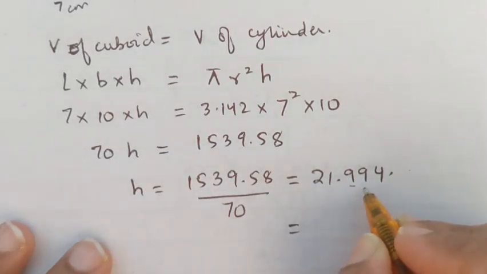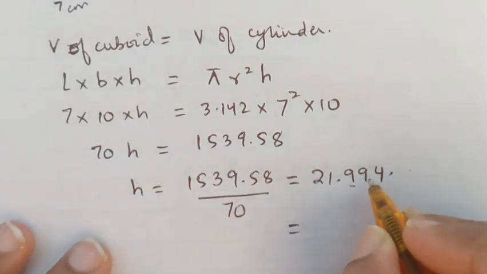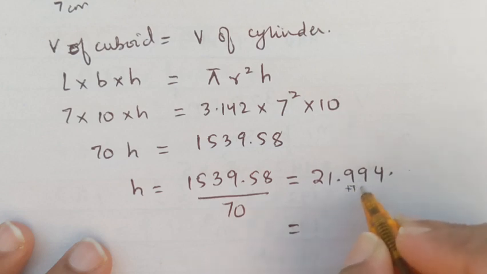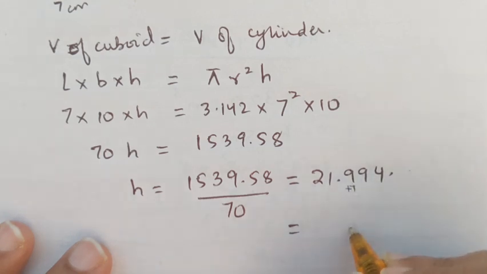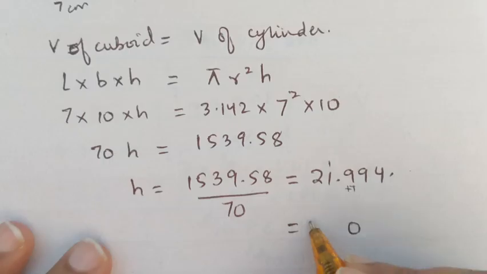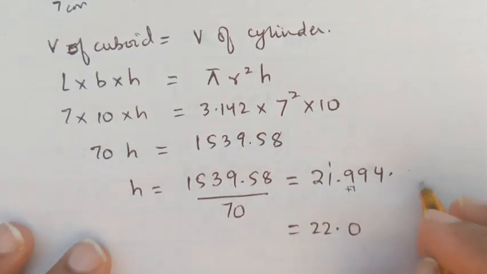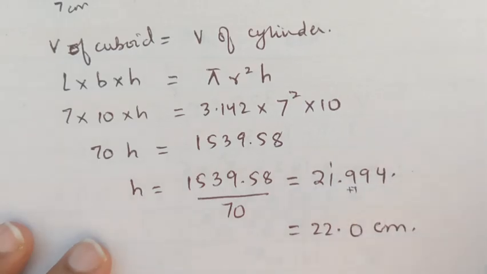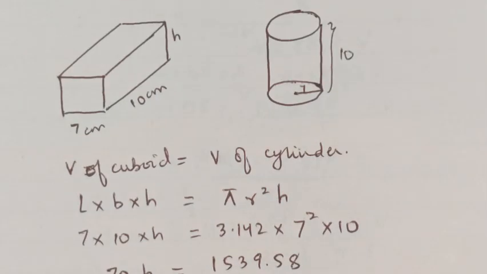This is the third significant figure. The digit next to it is 9. So we have to add 1 to it. It will become 10. We'll write 0 here. 1 will be carried and it will be 22.0. So 22.0 centimeters will be the height. Okay.